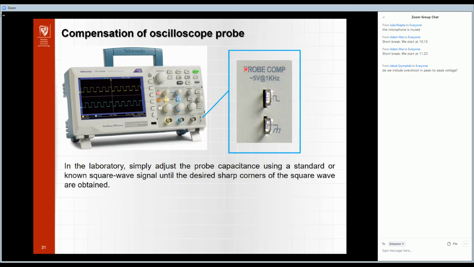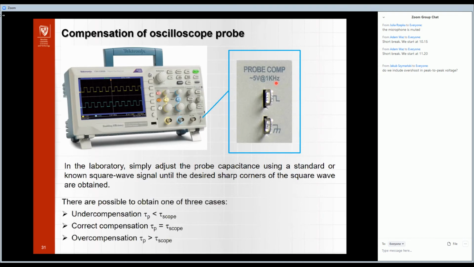It is labeled probe compensation, and we have a signal with 5 volt amplitude and 1 kilohertz. So in the laboratory, we can simply adjust the probe capacitance using a standard known square wave signal until the desired sharp corners of the square wave are obtained. So we have three cases: under compensation, correct compensation, and over compensation.